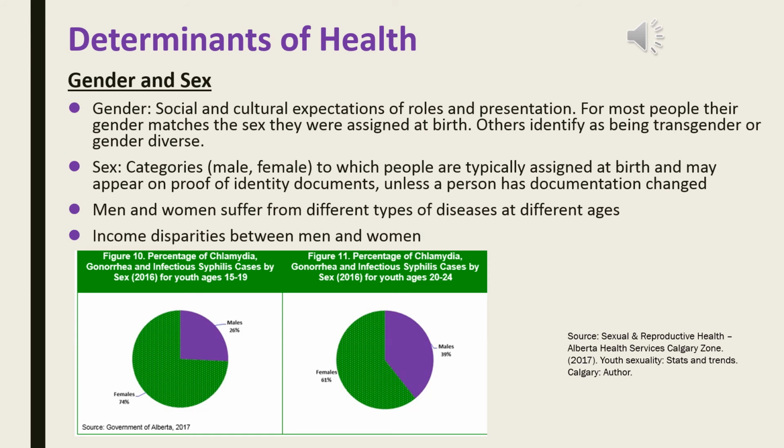Gender and sex are other determinants of health. Gender can be defined as social and cultural expectations of roles and presentation. For most people, their gender matches the sex they were assigned at birth. Others identify as being transgender or gender diverse. Sex can be defined as categories male, female, to which people are typically assigned at birth and may appear on proof of identity documents, unless a person has documentation changed. Gender is an important determinant of health for many reasons.